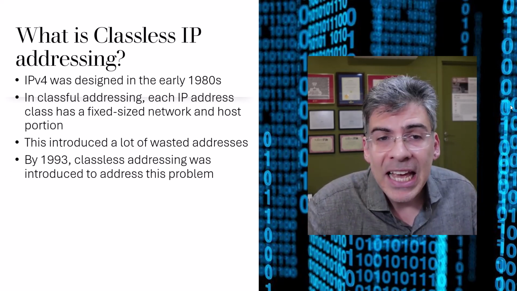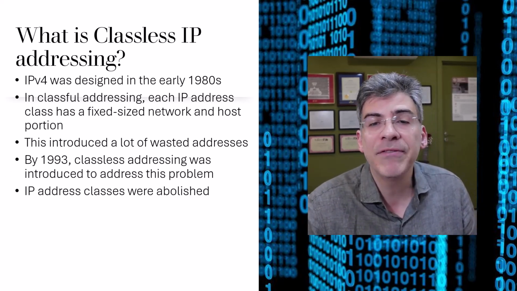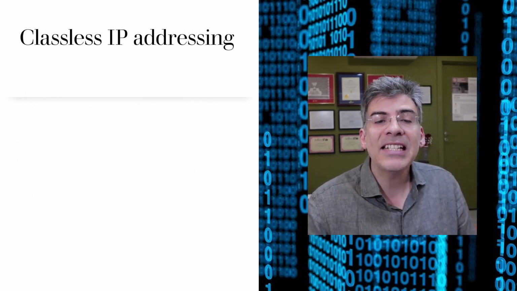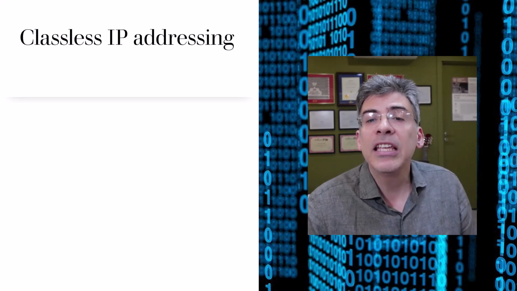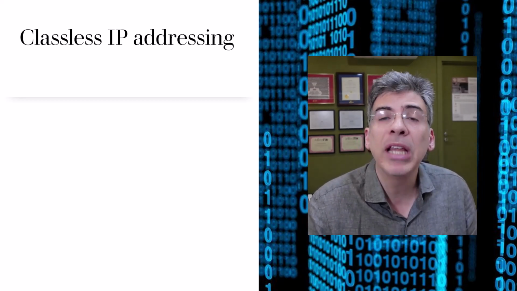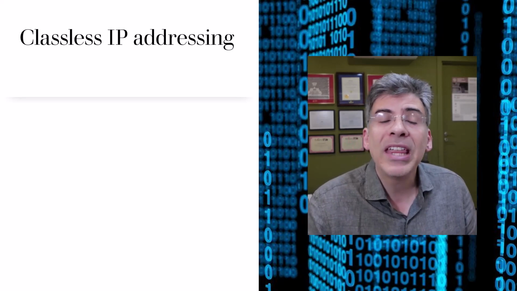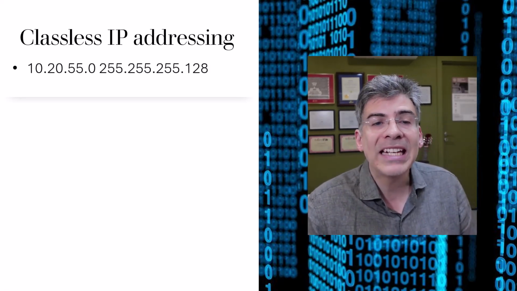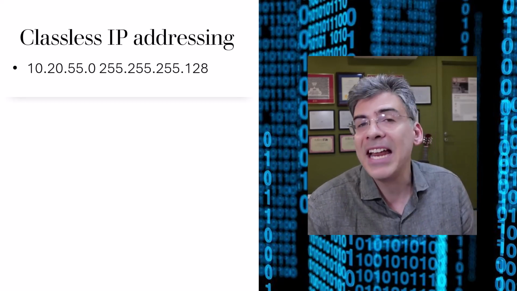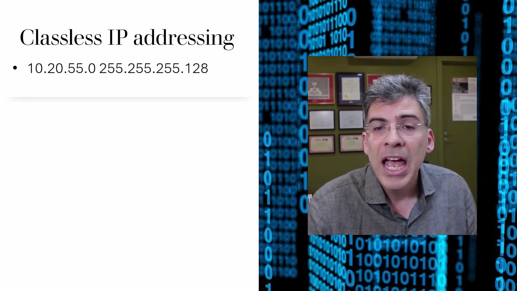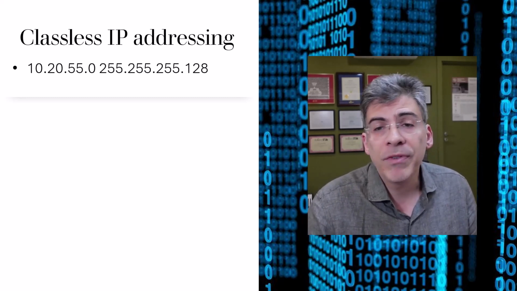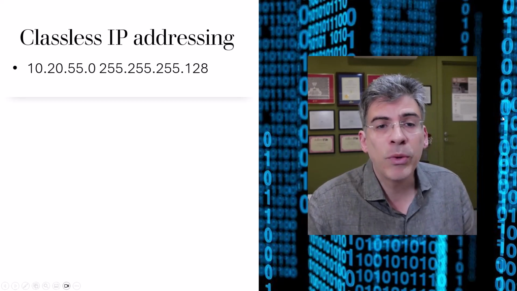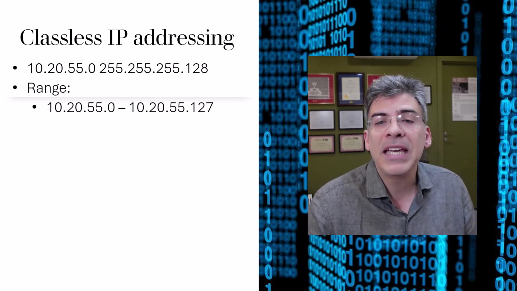This simply meant that the classes that had been originally defined were essentially abolished. Now, classless IP addressing essentially says that you can choose any subnet mask you like for your IP addresses without needing to adhere to the classful restrictions. So you can create a network with a network address of 10.20.55.0 and use a subnet mask of 255.255.255.128, for example.